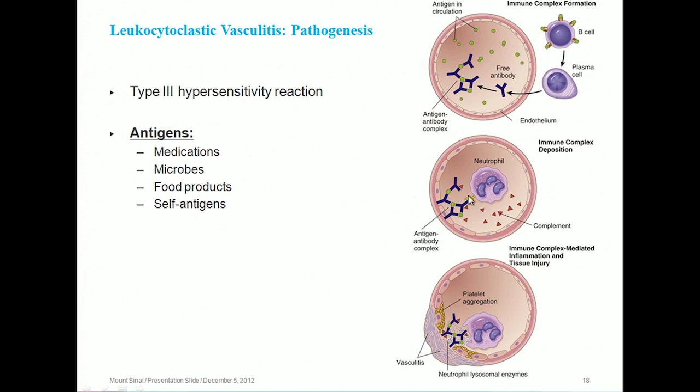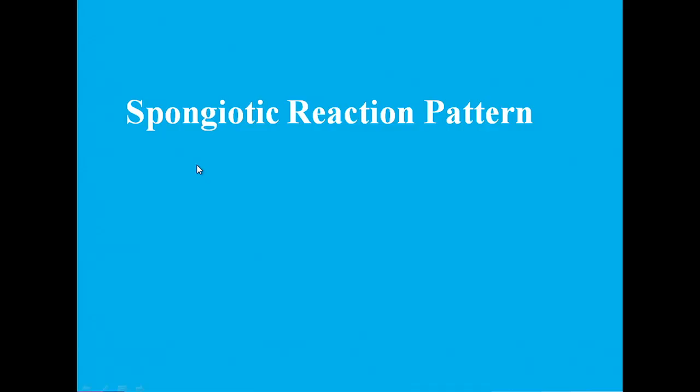complement, which will act as a chemokine gradient, bringing neutrophils into the site. They'll bind the Fc portion of the antibody, resulting in degranulation, and then cell-mediated destruction of the vessel wall, inducing thrombosis. Okay, typical antigens that can be associated include medications, microbes, food products, as well as self-antigens.